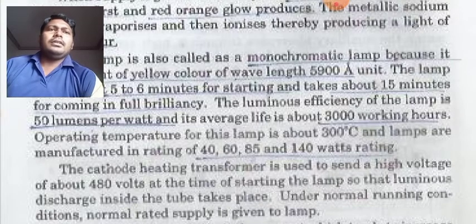Lamps are manufactured in the ratings of 40, 60, 85 and 140 watt. The cathode heating transformer is used to send a high voltage of about 480 volts at the time of starting the lamp, so that luminous discharge inside the tube takes place.